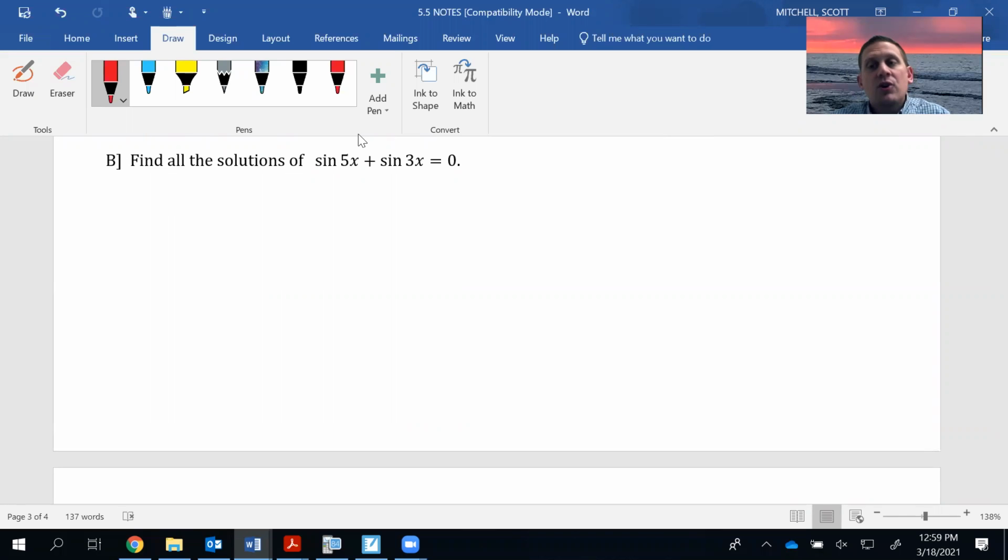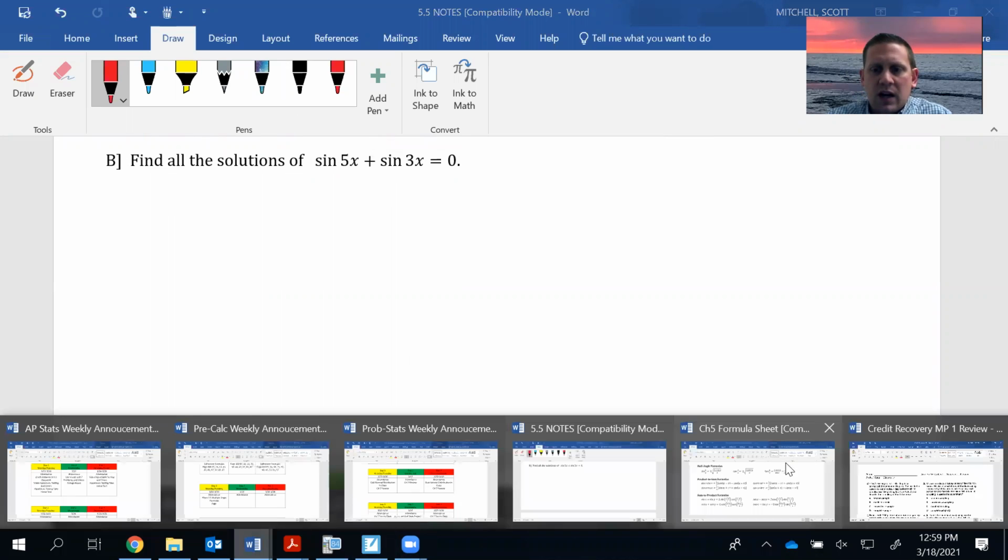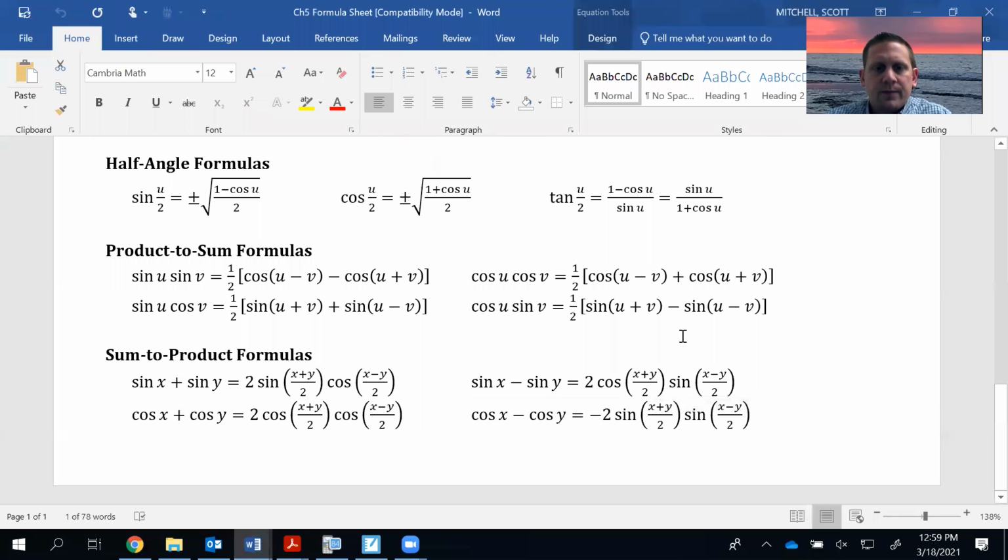But this is a sum. If we could turn it into a product, then we could probably solve that. So we have a sine plus another sine. Let's take a look at our formula sheet. Sine plus a sine, from our sum to product. So we want to use this formula right here.